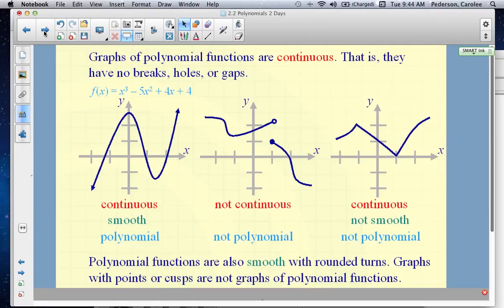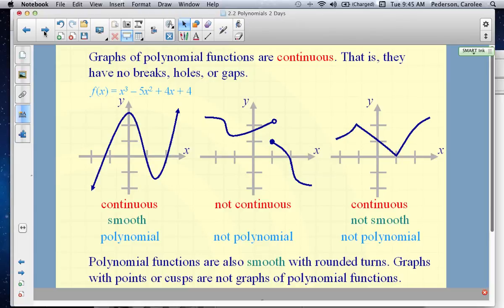We're going to do some examples with leading coefficient test. This slide is just kind of reviewing what are polynomials and what do we need to have in a polynomial. This first example is my function. Its shape is a snake. It's continuous, it's smooth, it is a polynomial. Let's look at this one, the second example. What's wrong with that graph? Why can't it be a polynomial?